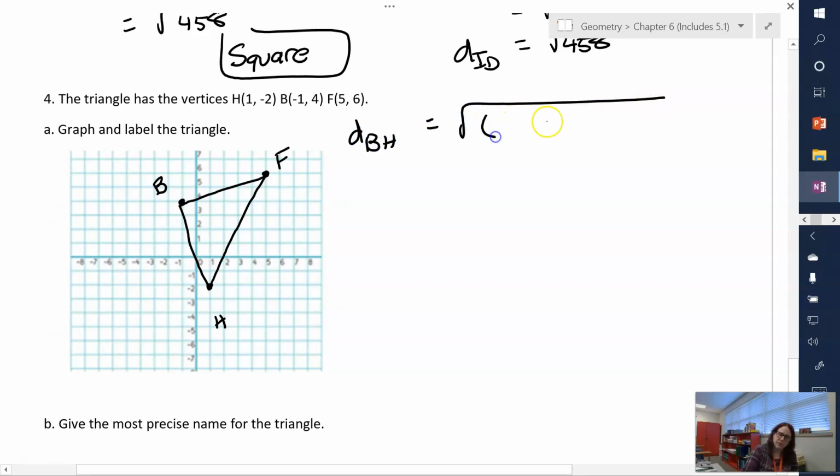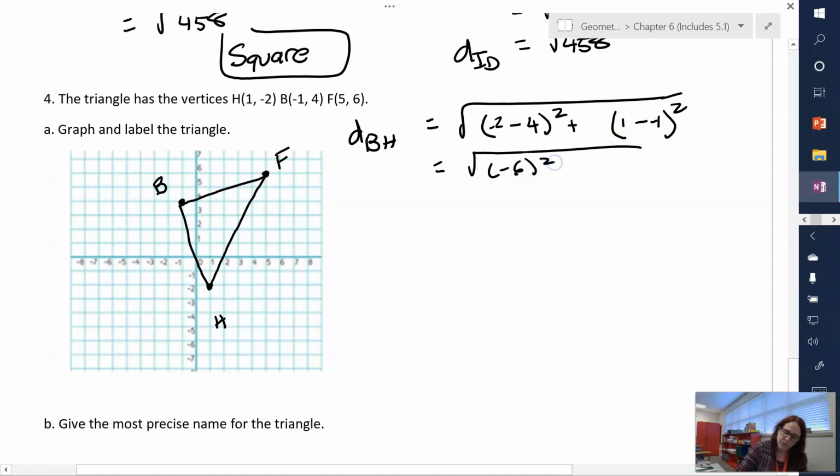Big square root. Negative 2 minus 4. I'm doing the y's. Now I'm going to do the x. 1 minus the negative 1. So that's going to give me the square root of negative 6 squared plus 2 squared.